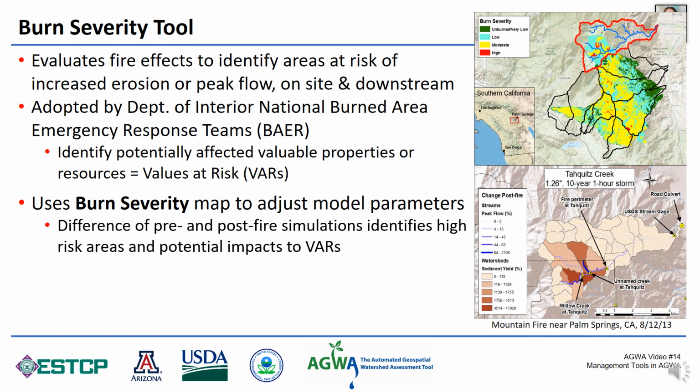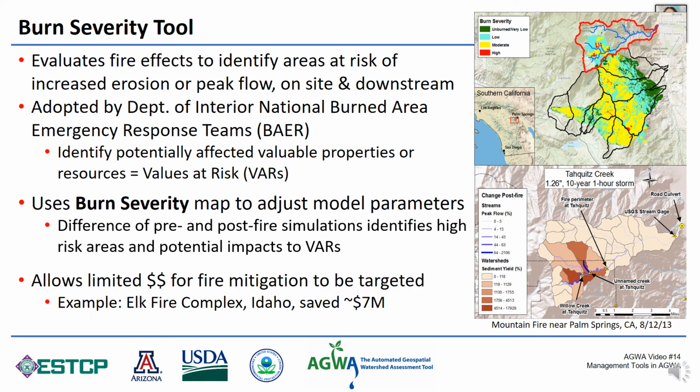The difference between the pre-fire and post-fire simulations identifies high-risk areas and potential impacts to VARs. This allows the limited funds available for fire mitigation to be targeted to areas where it will have the most impact. For example, the BAER team applied this tool to the Elk Fire Complex in Idaho and were able to save about $7 million by targeting high-risk areas for mitigation spending.